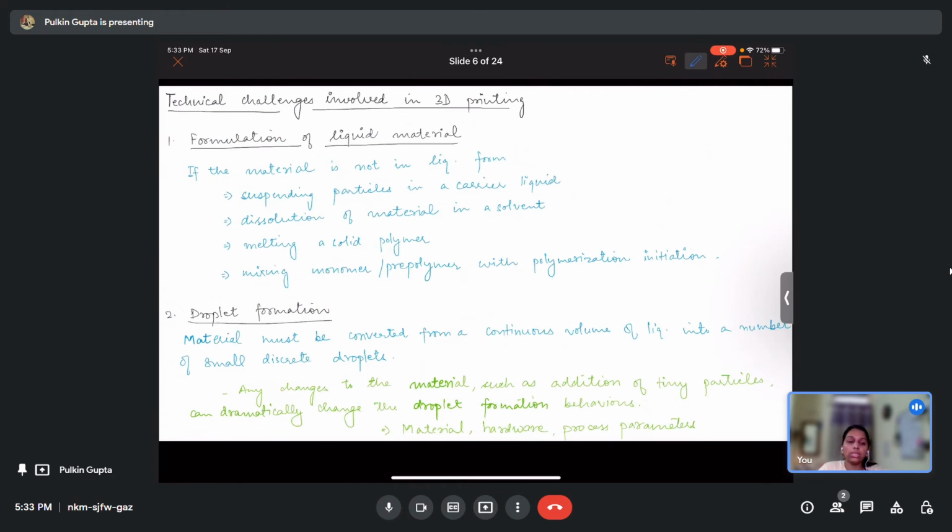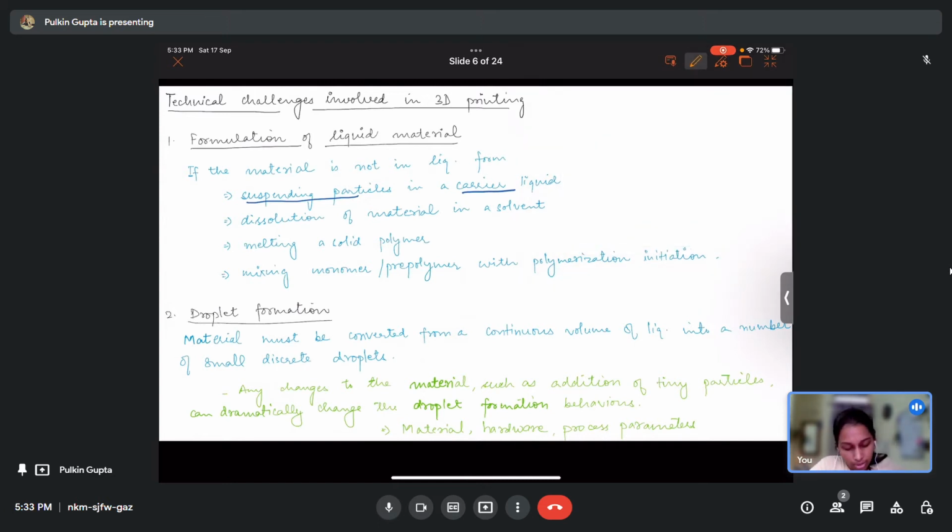Now, we have seen the technology and we have seen its advantages, but there are certain technical challenges that are involved with this particular kind of process. First is the formation of liquid material. Since we are dropping it in the form of droplets, the material should be in the liquid form. If it is not in the form of liquid, then we need to suspend the particles in a carrier liquid. It can be any suitable liquid.